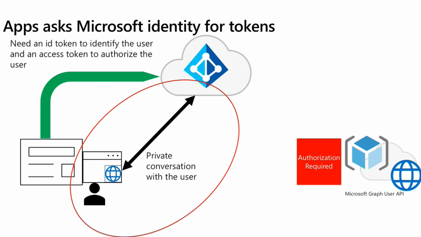The app requests an ID token from MS Identity to authenticate the user, and then an access token to authorize the user. Authentication is to prove that you are who you say you are. For example, I might show my driver's license to my bank to prove that I am who I claim to be.